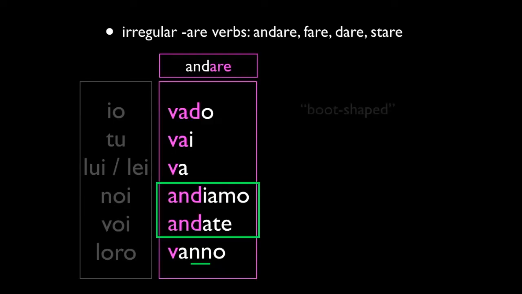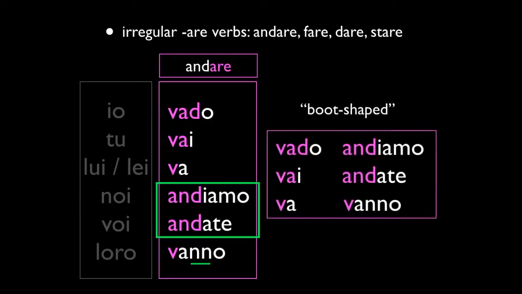There are other verbs that do this, and when they do this, they're referred to informally in some books as boot-shaped, because they create a little boot-looking shape if you do them in that horizontal verb box. So if that's helpful for you, great. That's just another way to remember the patterns that these irregular verbs have.